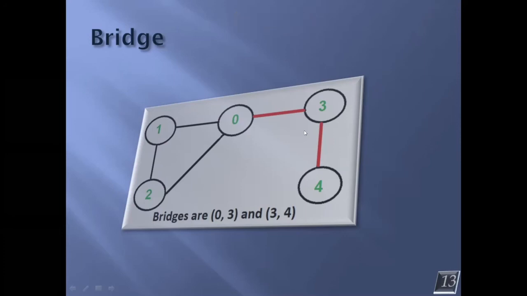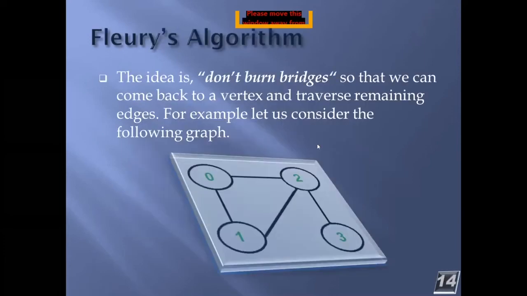Now, if we remove the edge between 0 and 2, or 1 and 0, or 1 and 2, they will not increase our connected components, because after removing these edges, all nodes will still be connected to each other. So the bridges are 0 to 3 and 3 to 4. Now I return to Fleury's algorithm. The idea is don't burn bridges, so that we can come back to a vertex and traverse the remaining edges.